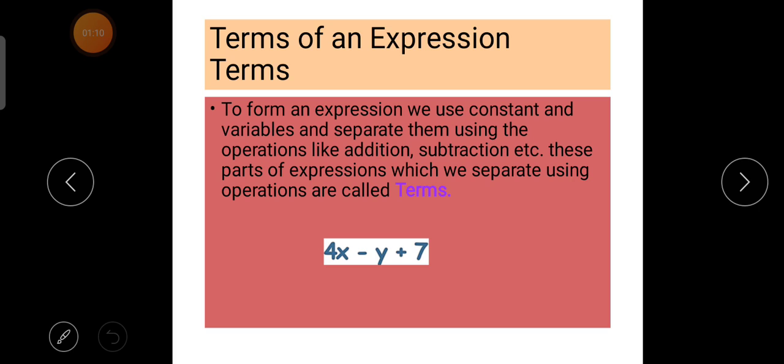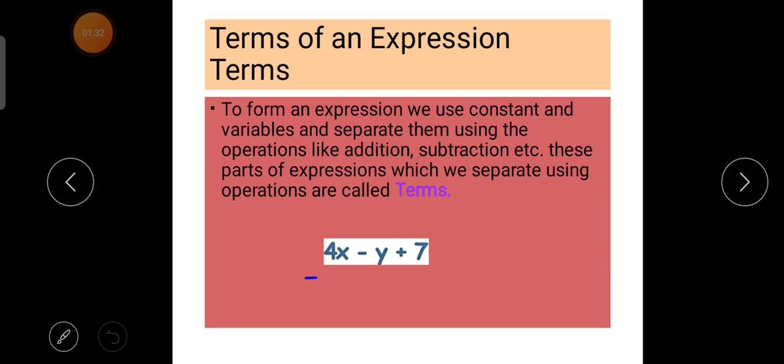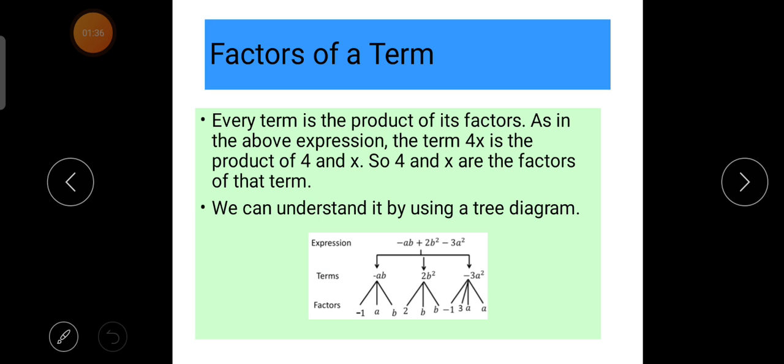Now, term of an expression. To form an expression, we use constants and variables and separate them using operations like addition, subtraction, etc. So here there are three terms separated by operations: 4x minus 7 minus y plus 7. So there are three terms. Now come to the factors of a term. Here the term 4x has two factors, 4 and x.